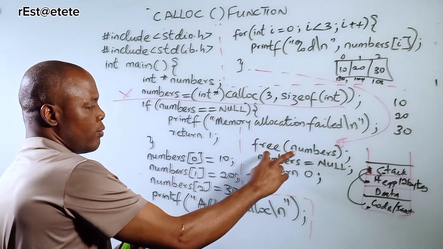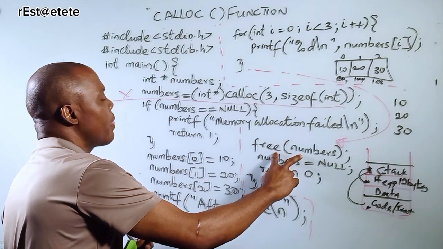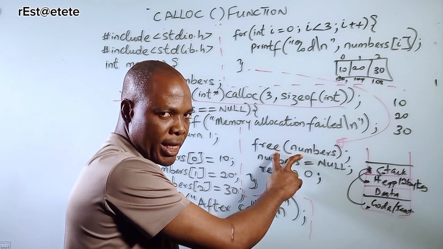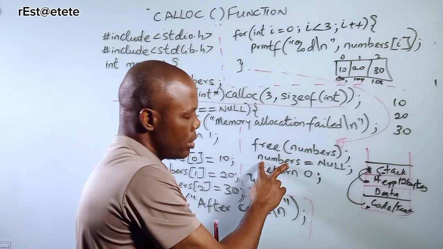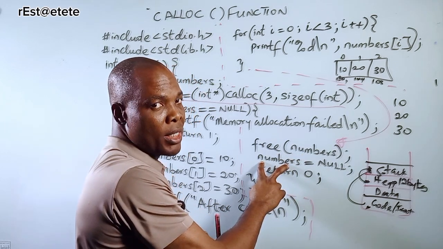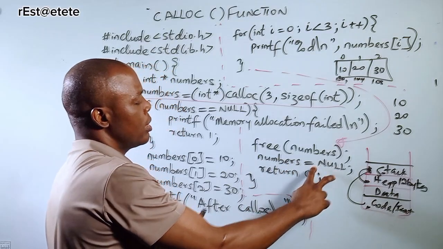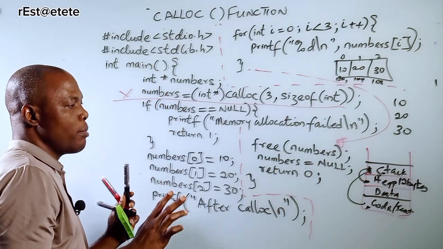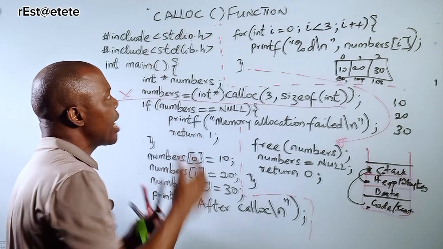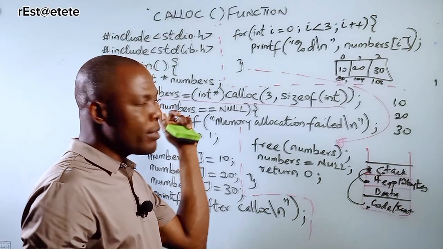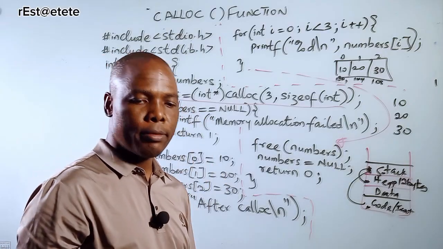Then after that, it will free the pointer, because it would be a dangling pointer that can still be used. You have to completely eliminate it by assigning null to it. So then you return, meaning the program is completely executed. So this is how Calloc works. So let's go to Code::Blocks. Let me demonstrate this for you to see.